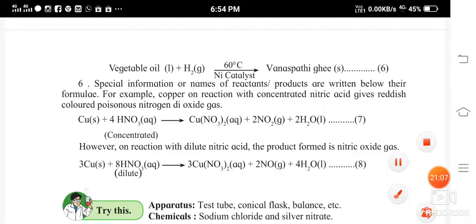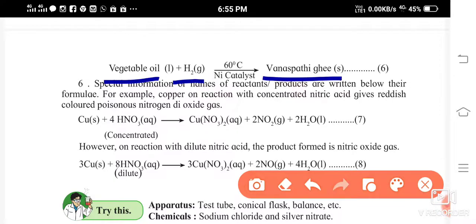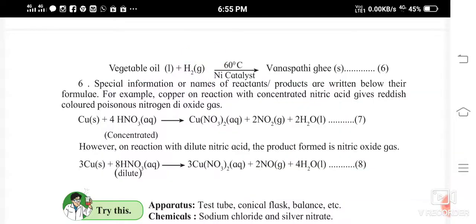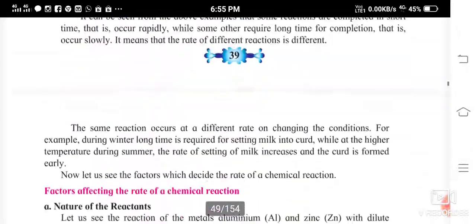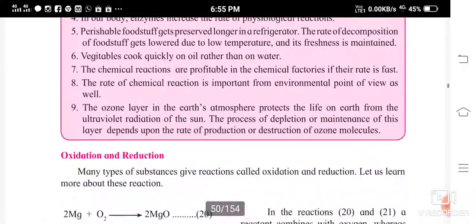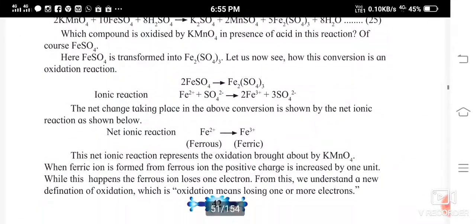Here you can see in this equation, vegetable oil plus hydrogen has formed Vanaspati ghee. Now what has happened here? Hydrogen has been gained, isn't it? In the oxidation reaction you saw hydrogen was lost and oxygen was gained. But here hydrogen has been gained, right? So this type of reaction we call a reduction reaction. Okay, now let us continue.